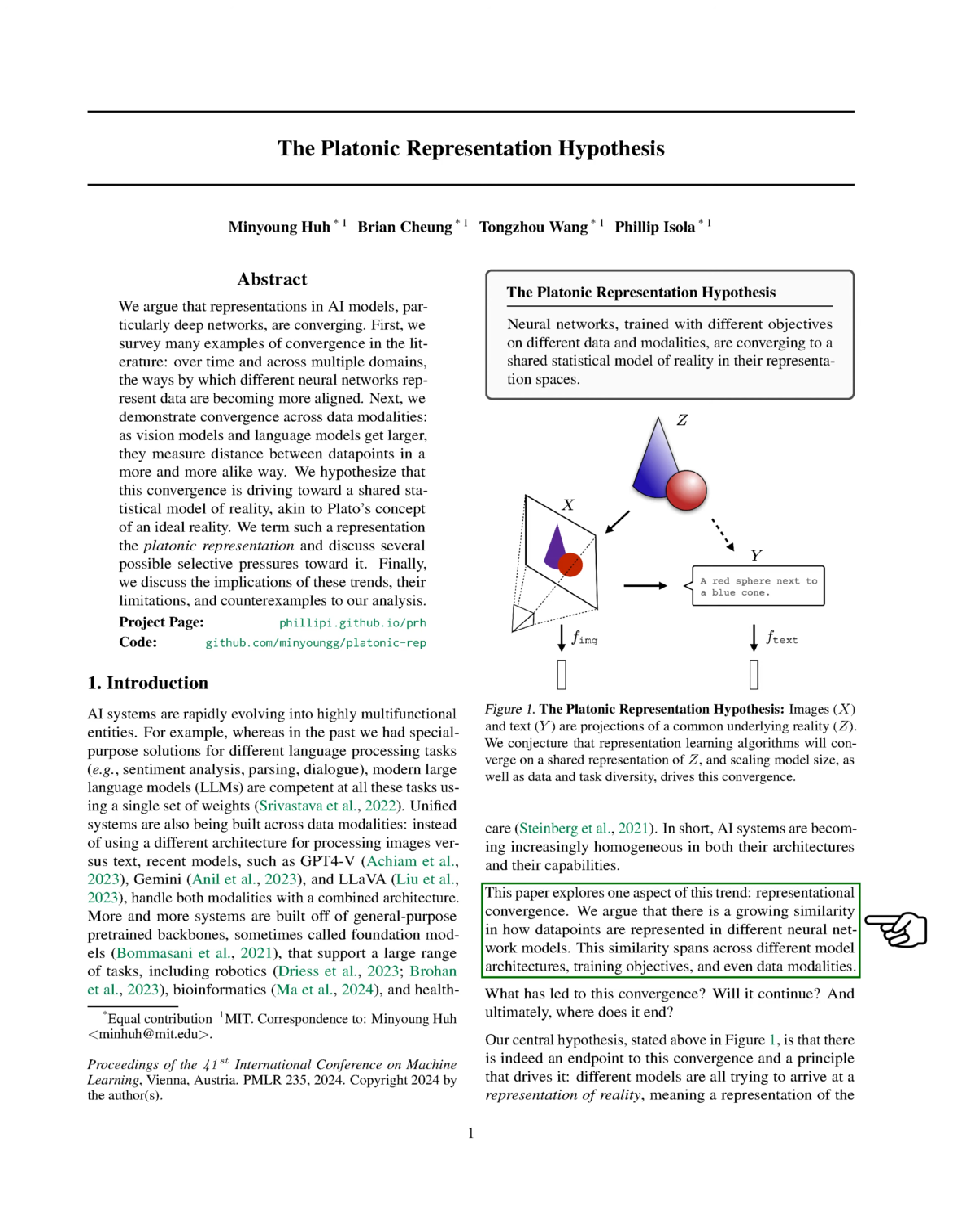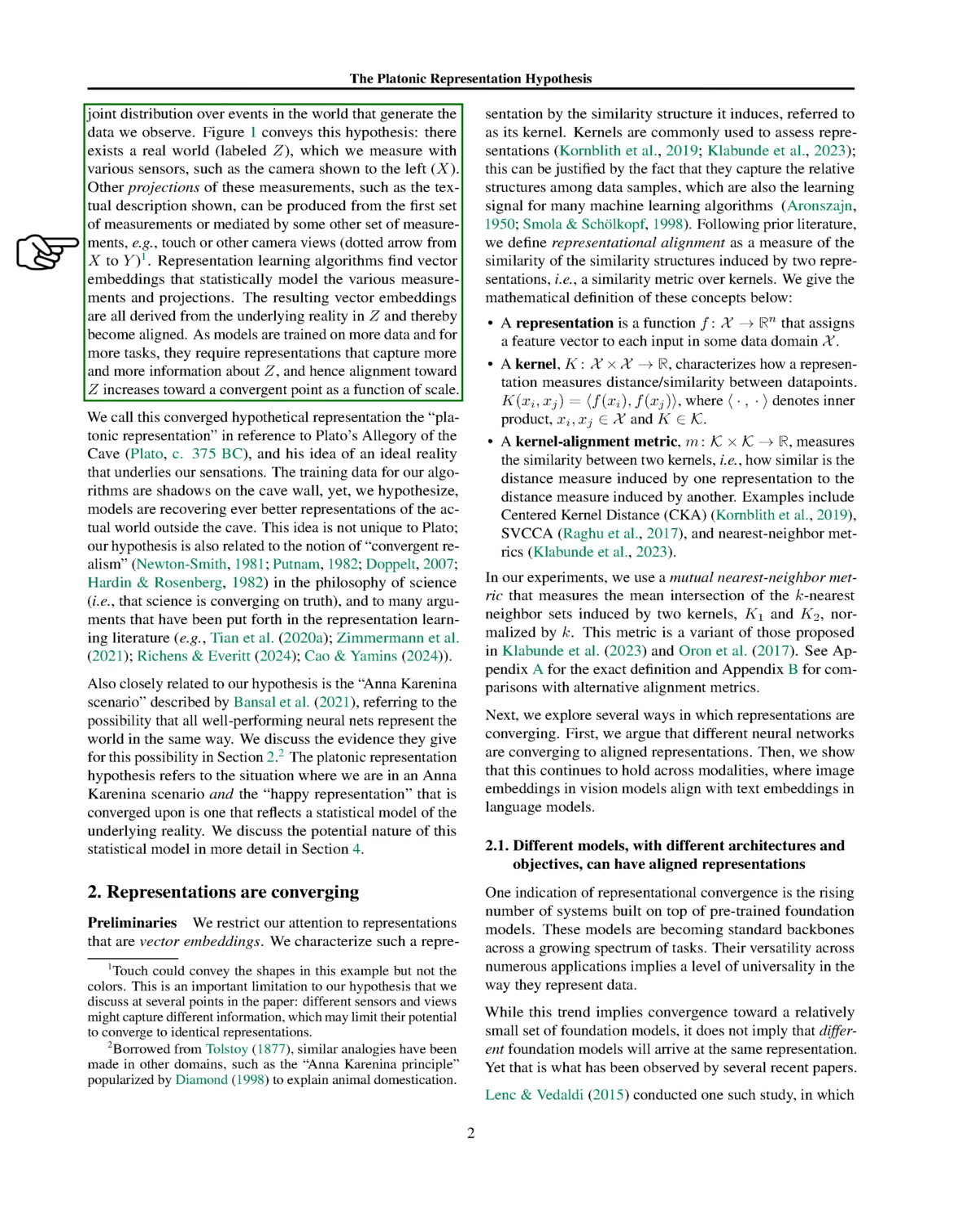Our focus is on representational convergence in neural network models. We observe a growing similarity in how data points are represented across different models, architectures, and data types. This convergence is driven by the aim to represent reality, capturing the joint distribution of events in the world that generate observed data. We introduce the concept of Platonic representation, where models aim to align their representations with the underlying reality. As models train on more data and tasks, they converge towards a common representation of reality.